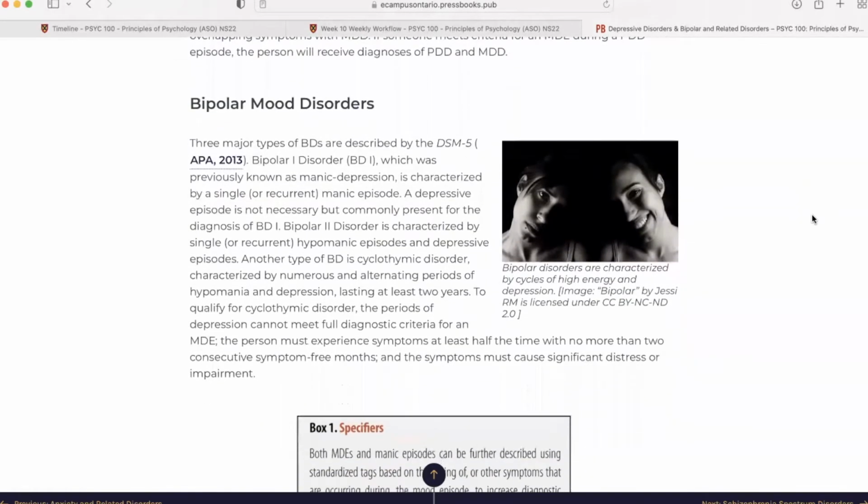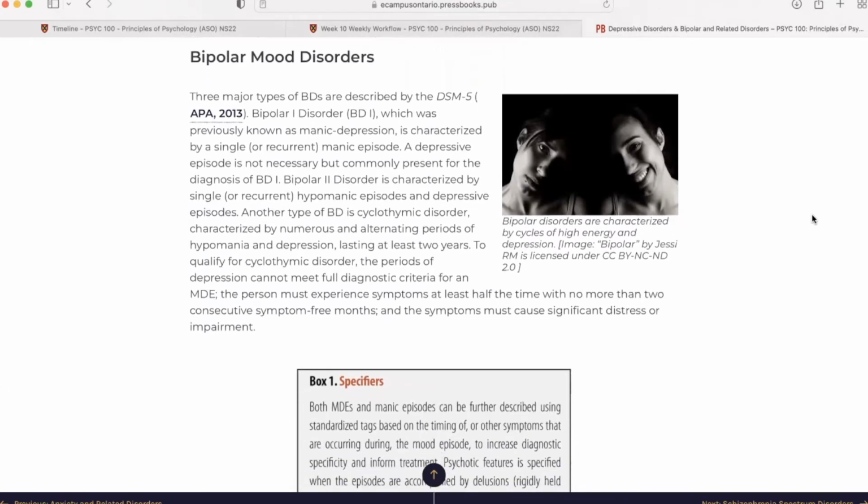Bipolar mood disorders. 3 major types of BDs are described by the DSM-5. Bipolar Disorder 1, BD1, which was previously known as manic depression, is characterized by a single or recurrent manic episode. A depressive episode is not necessary, but commonly present for the diagnosis of BD1. Bipolar 2 disorder is characterized by single or recurrent hypomanic episodes and depressive episodes.